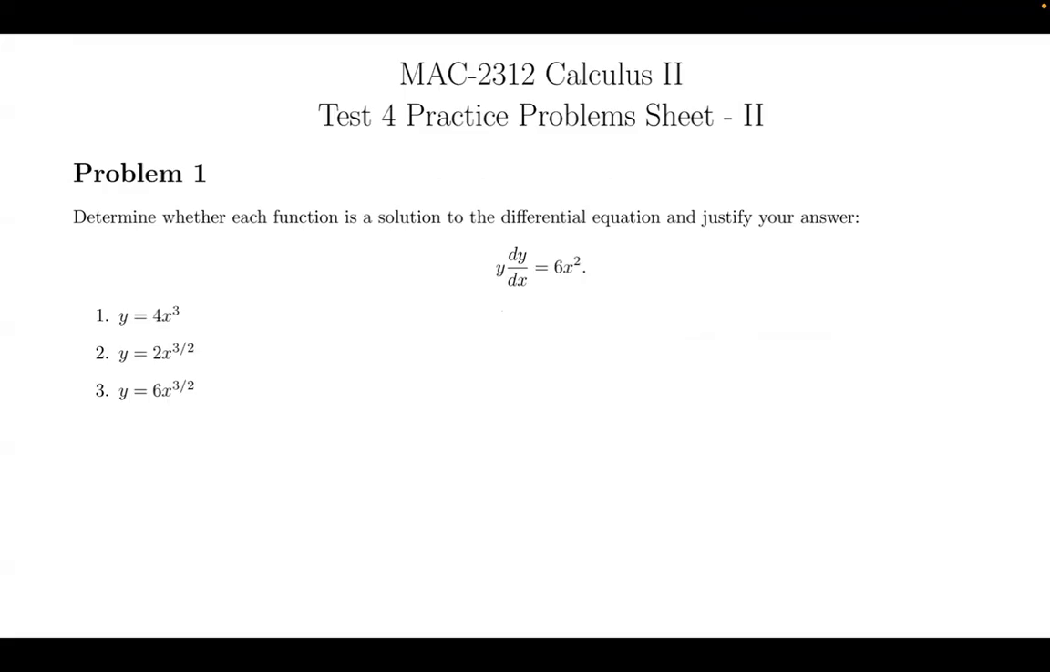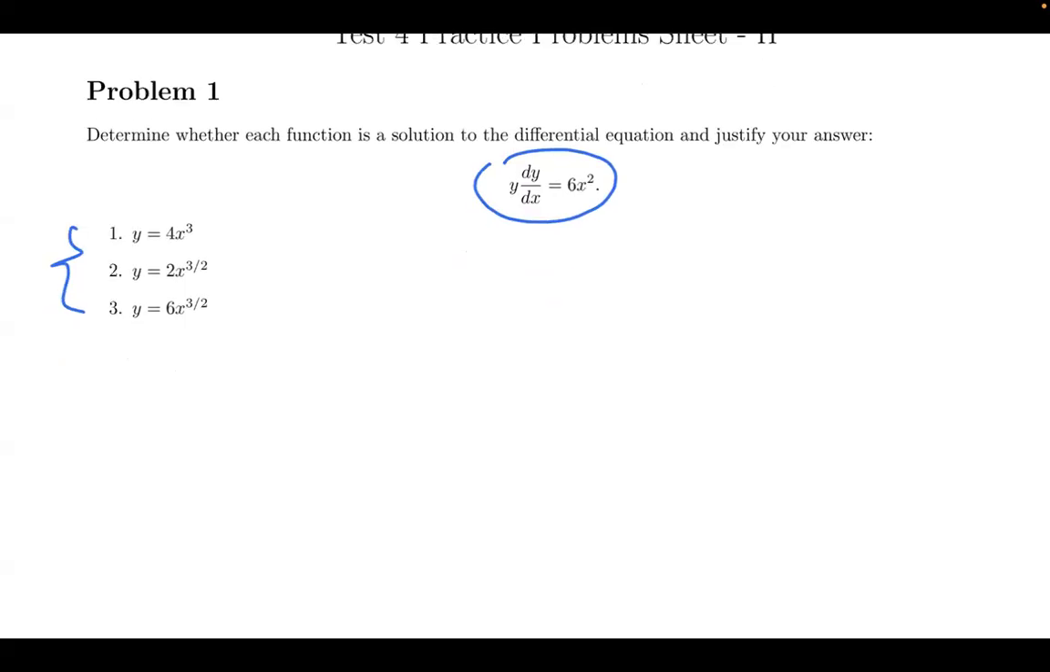So the first problem is: determine whether each function is a solution to the differential equation and justify your answer. This is the differential equation given to us, and we have to check whether these are solutions of this differential equation or not. For example, if I'm picking the first one, y is equal to 4x cubed, then I need to find the value of the derivative, because I need the value of y and its first derivative only. The derivative by using the power rule is going to be 12x squared.